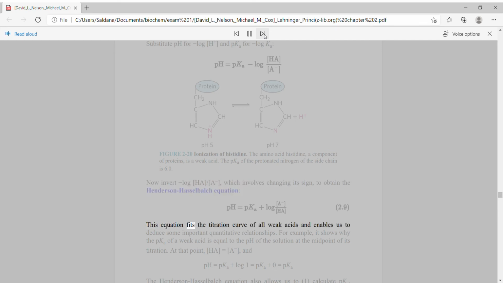This equation fits the titration curve of all weak acids, and enables us to deduce some important quantitative relationships. For example, it shows why the pKa of a weak acid is equal to the pH of the solution at the midpoint of its titration. At that point, [HA] equals [A-] and pH equals pKa plus log 1 equals pKa plus 0 equals pKa.